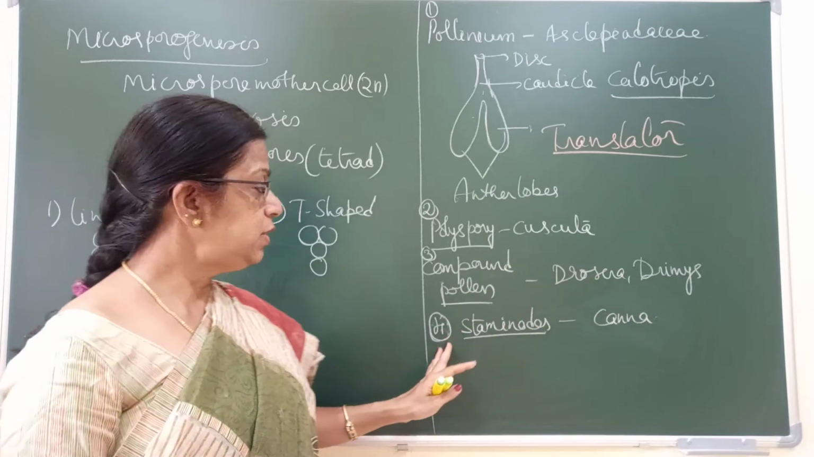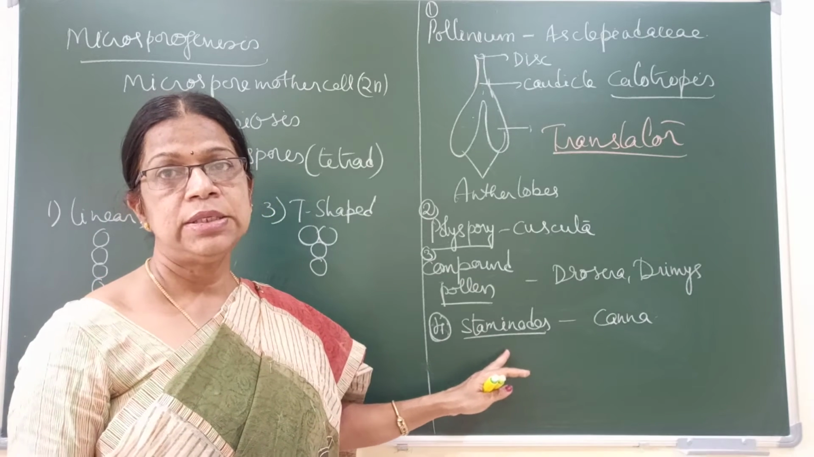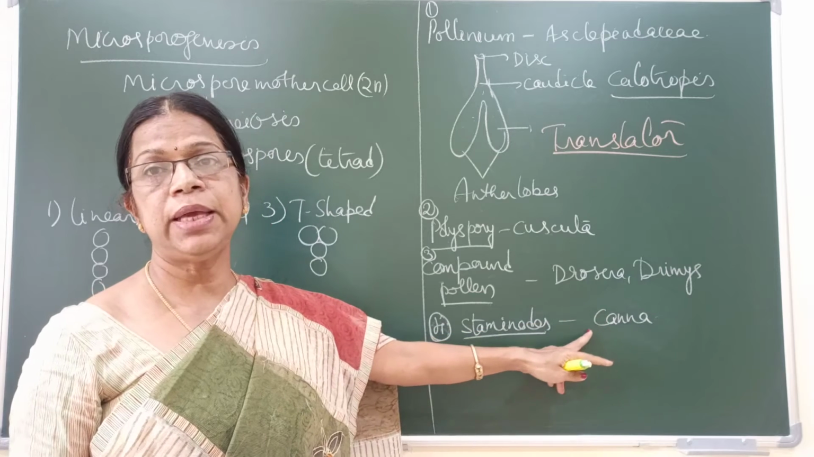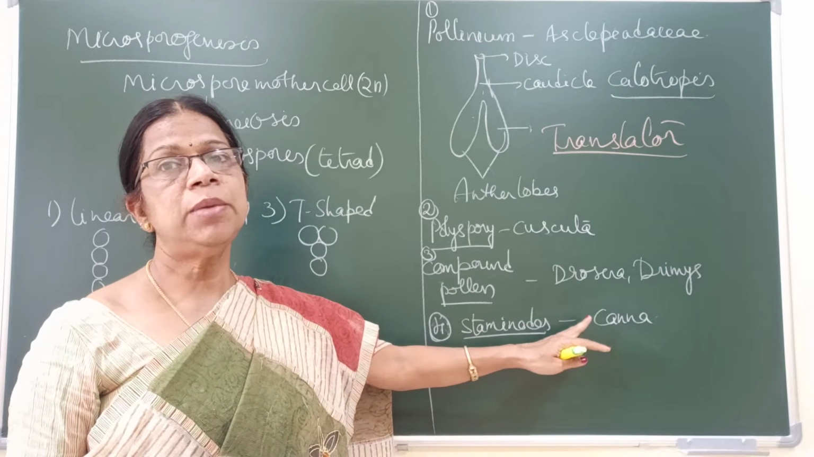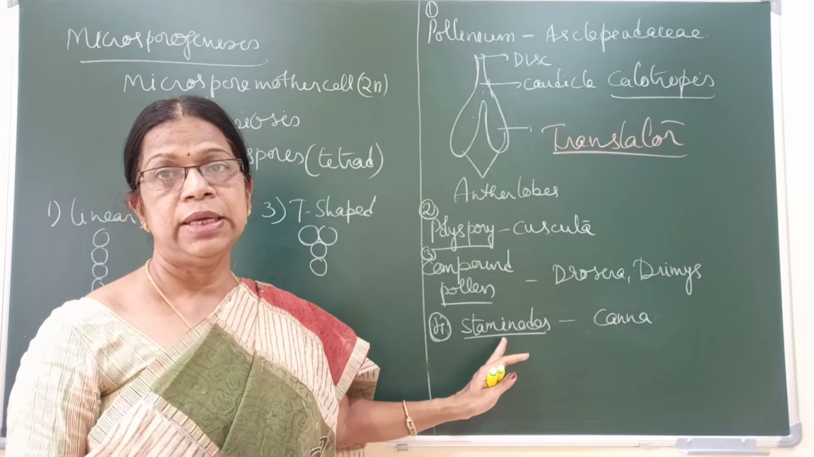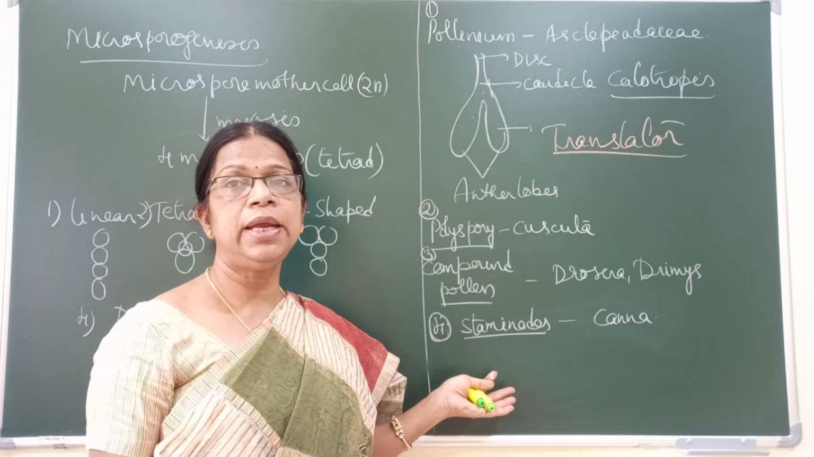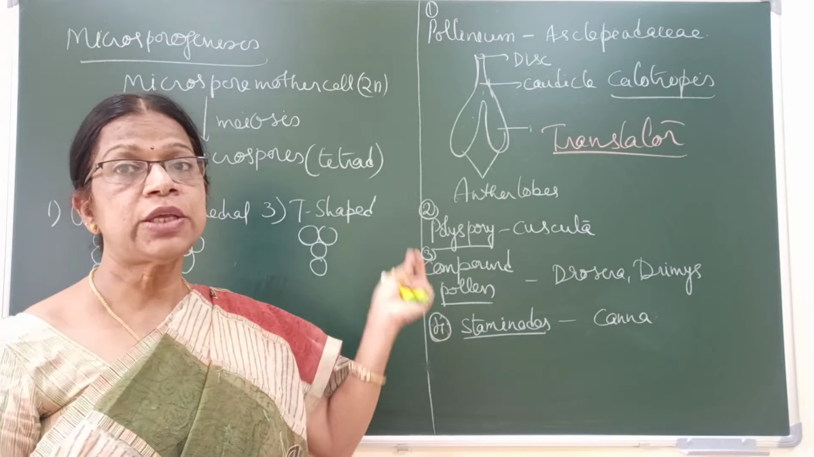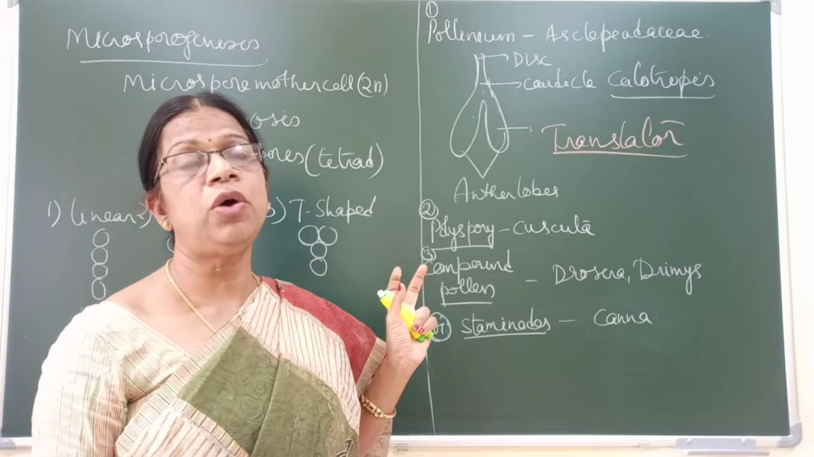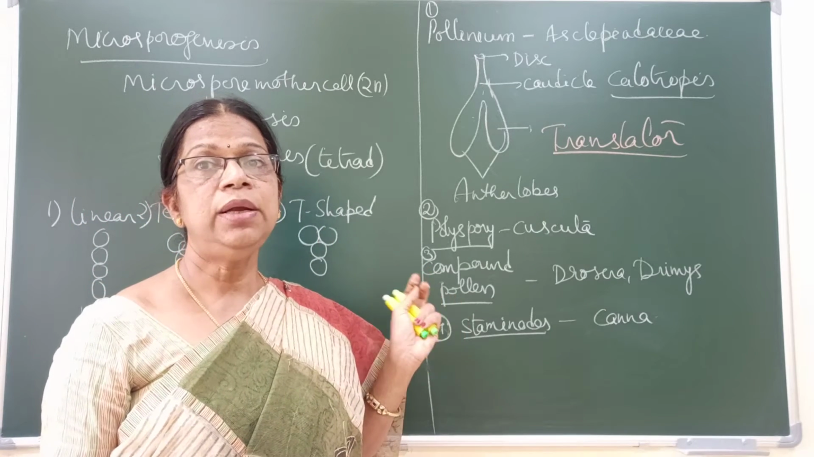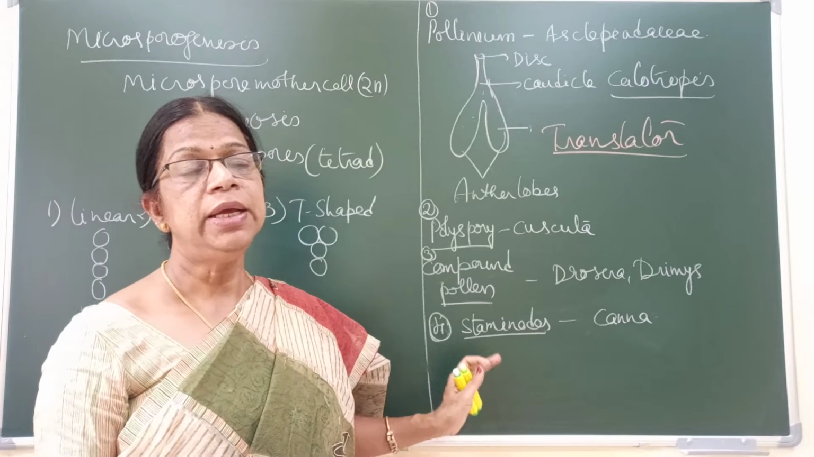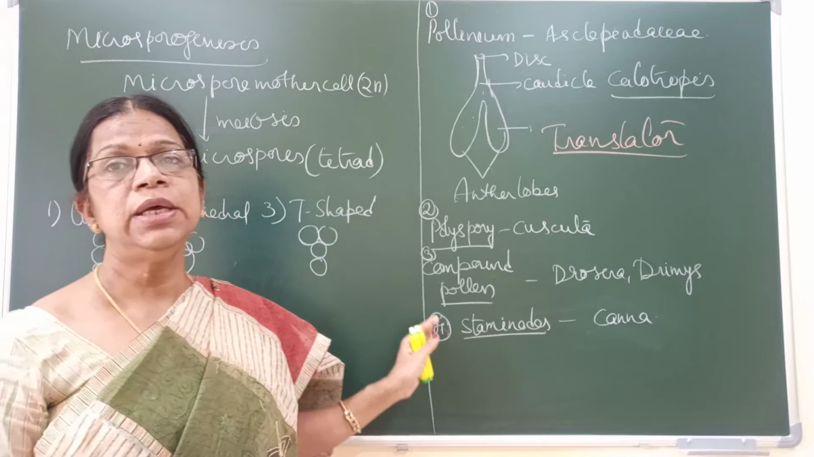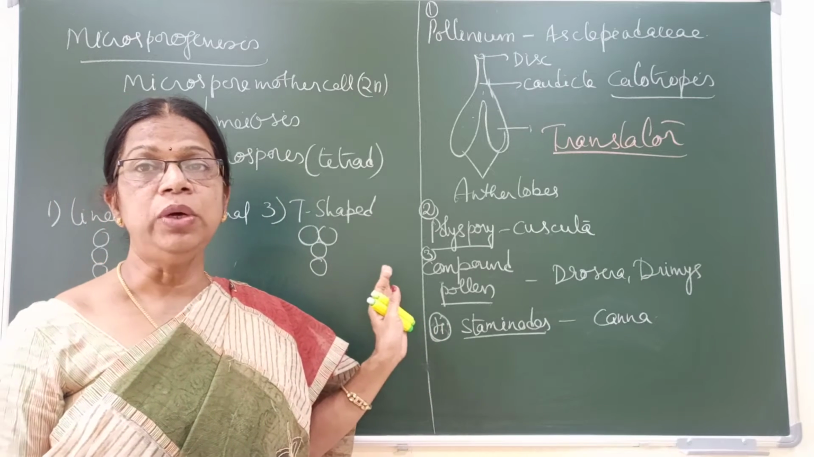And the next is formation of staminodes. Staminodes are sterile stamens, for example in Canna. In Canna, sepals and petals are absent, and the stamens get modified into staminodes, which become sepal-like or petal-like. The actual petals or sepals are absent in Canna. So these are all the different types of modifications we find in the microspore arrangement.